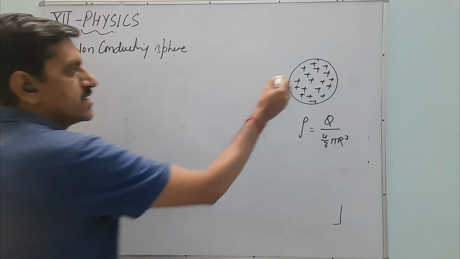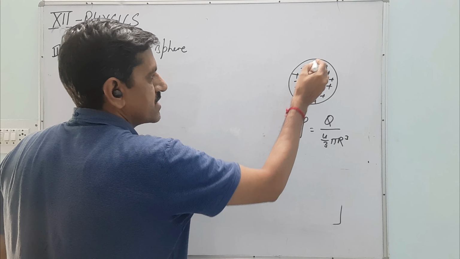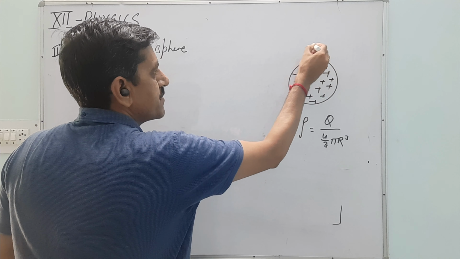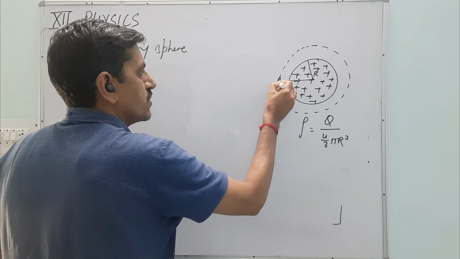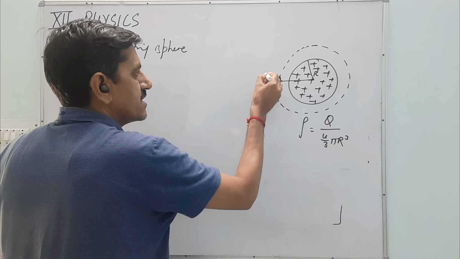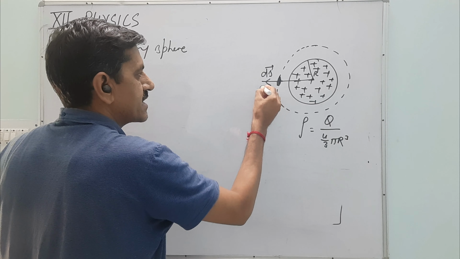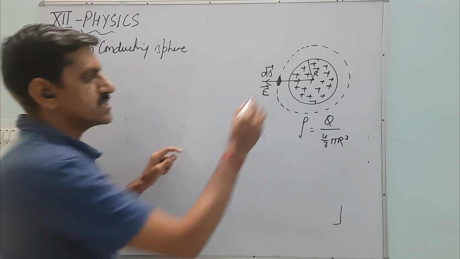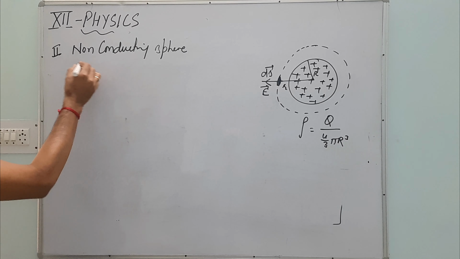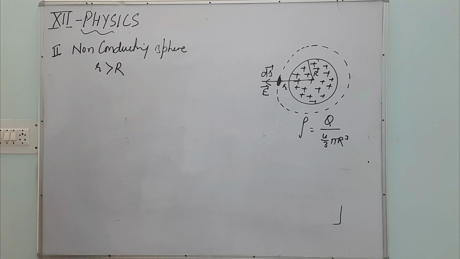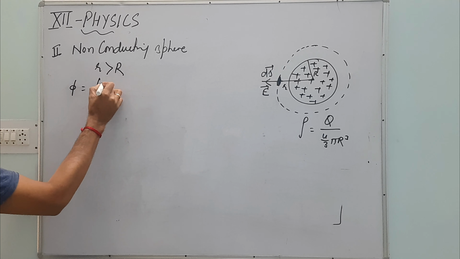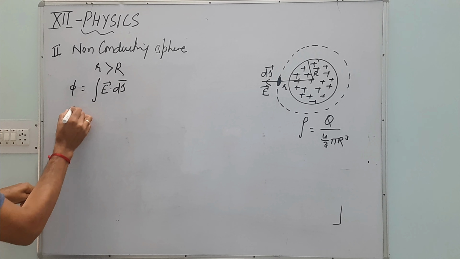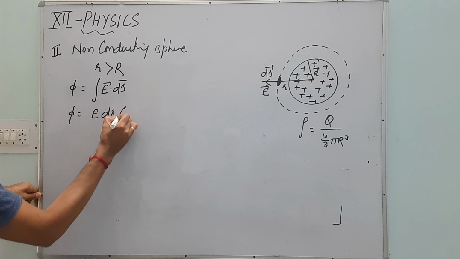So let me first find the field at a point, right? This is radius R. Let me consider a point outside the sphere. So same method using Gauss's law. So we take a Gaussian surface of radius small r. In case of r greater than R, we can find the electric field. So flux is the integration of E dot ds. So flux would be E ds cos 0.